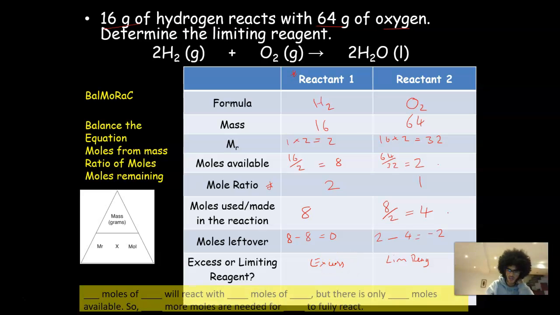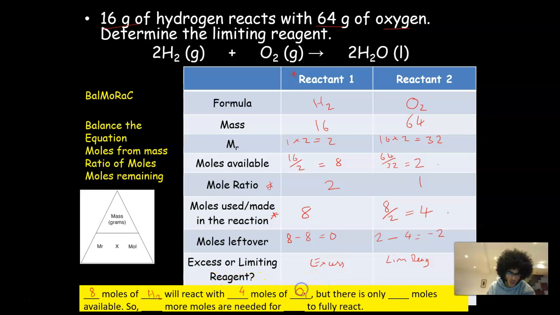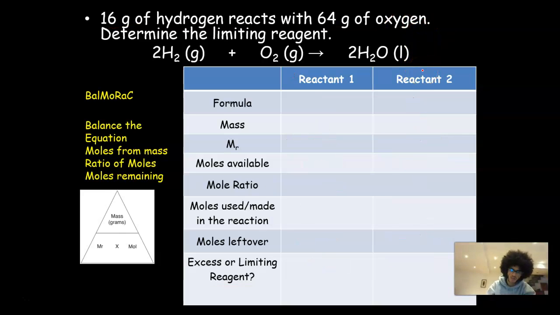And putting in a sentence, I would say 8 moles, and I'm using these numbers to help me as usual, kind of the theoretical. 8 moles of hydrogen will react with 4 moles of oxygen, but there's only 2 moles, which is this number, available. Therefore, how much extra do I need for it all to react? It's this 2. So 2 more moles are needed for hydrogen to fully react. Now we'll do it again once more just on the other side, just for completion.